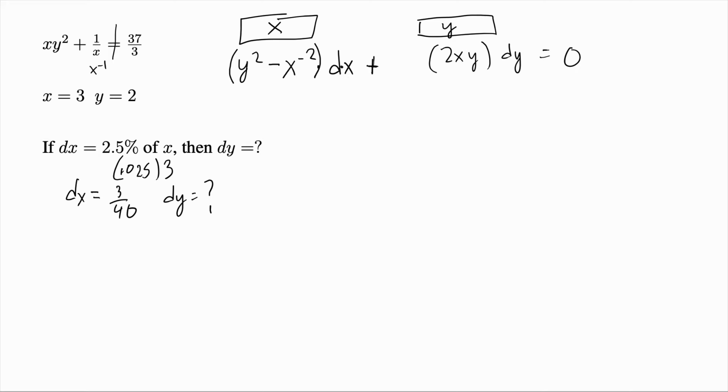Okay, very nice. We can write dx and dy together at this particular moment when x is 3, y is 2. When x is 3, this is x to the negative 2, so that would be 1/9. And y is 2, so that's 4 minus the 9th. Dx is going to be 3 over 40 plus, let's see, 2xy, so that's 6 times 2, that's 12, times dy. So we can figure out what dy is in this particular situation by just working out that arithmetic.